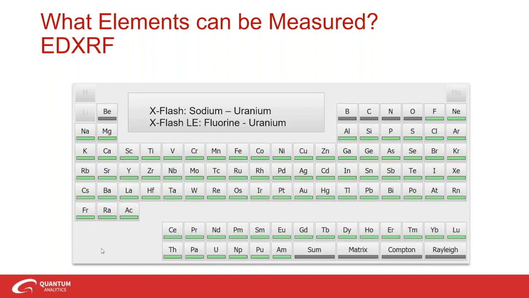Now, if you consider elements that can be analyzed by energy dispersive, we have a couple of different options from Bruker. With the benchtop EDXRF systems, there are two configurations: the standard X-flash configuration, which gives you elements ranging from sodium to uranium, and the X-flash LE configuration, which stands for light elements, where you get elements that range from fluorine to uranium. So you get a little bit more capability with this configuration.